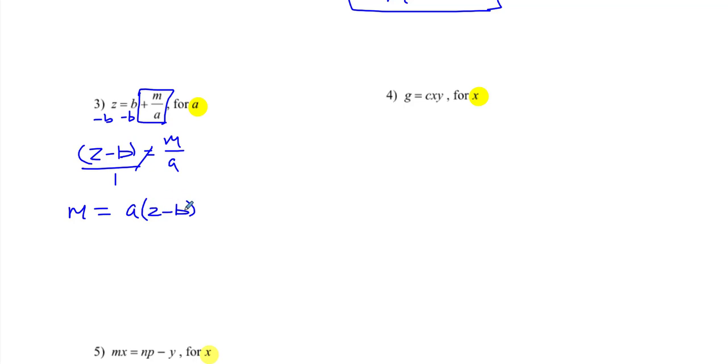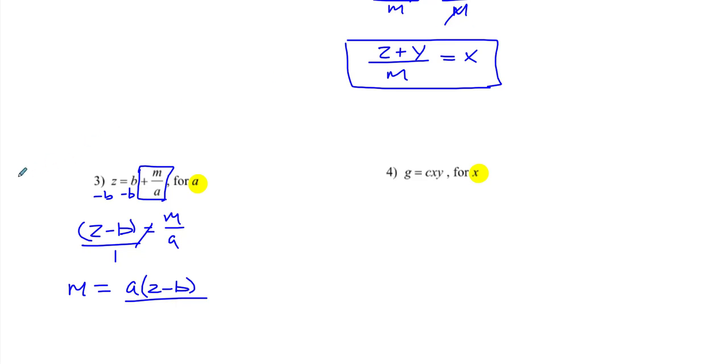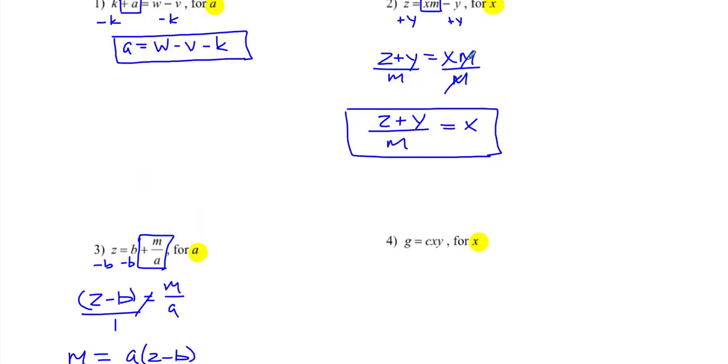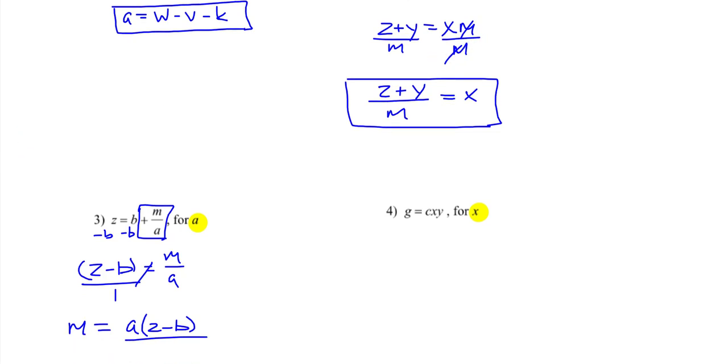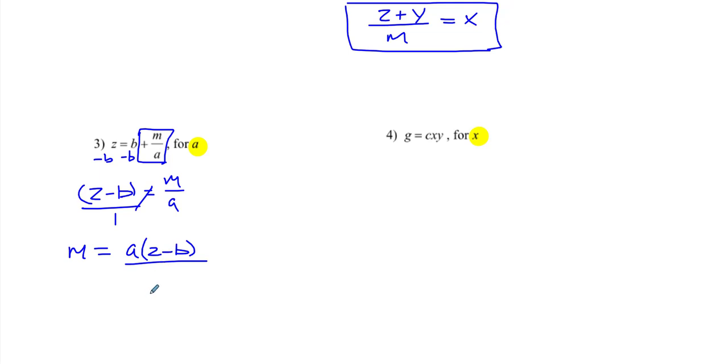So I got 2 factors in this product. Z minus b is a factor, and then I got a as a factor. I'm trying to keep the a. Okay, so just like here, I had 2 factors, x and m. Which factor did I divide? I divided m by m because I wanted to get rid of it. In this case, I want to get rid of the z minus b, so I'm going to divide both sides by the z minus b. Z minus b and z minus b are gone. I got m over z minus b is equal to just my a.